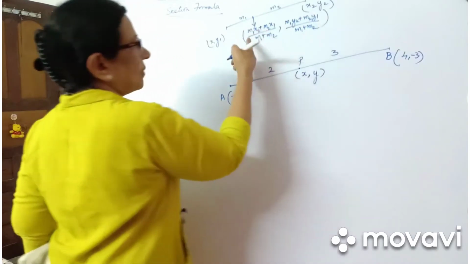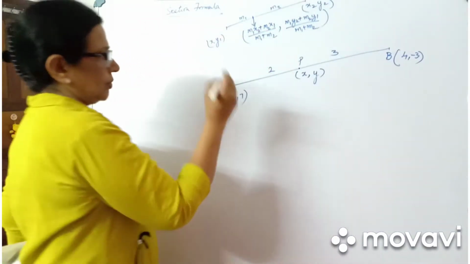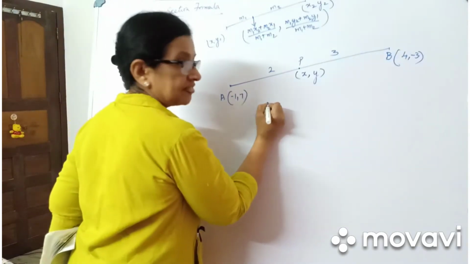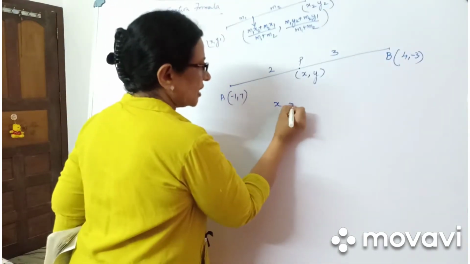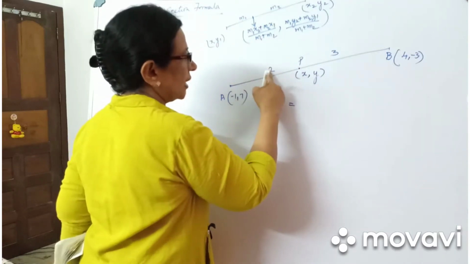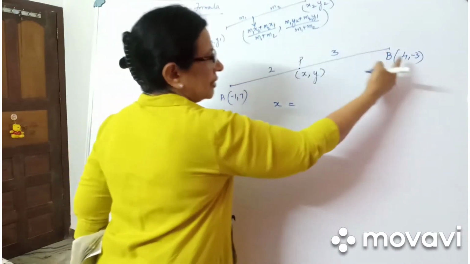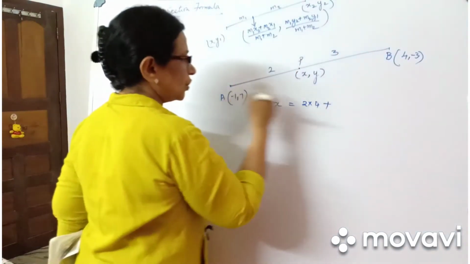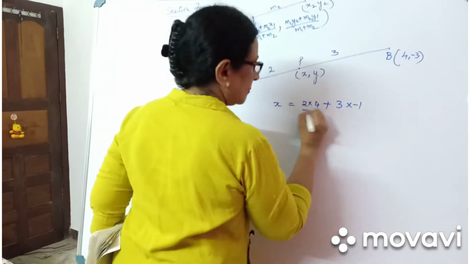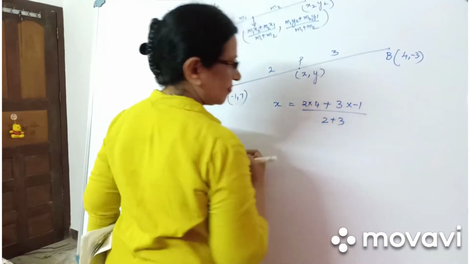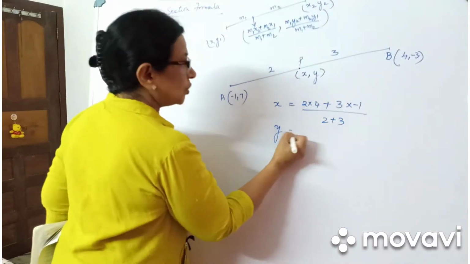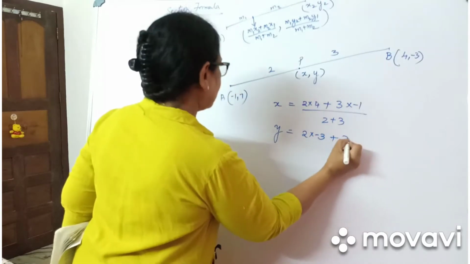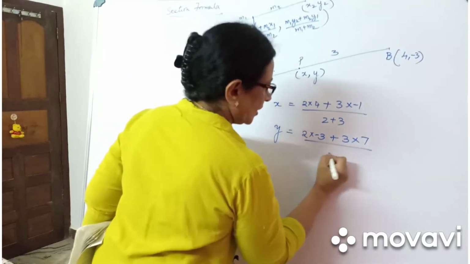This is what you are going to apply over here. From the section formula, we have x equal to m1 x2 plus m2 x1 by m1 plus m2: 2 into 4 plus 3 into -1 by 2 plus 3. And y is equal to, similarly, 2 into -3 plus 3 into 7 by 2 plus 3.